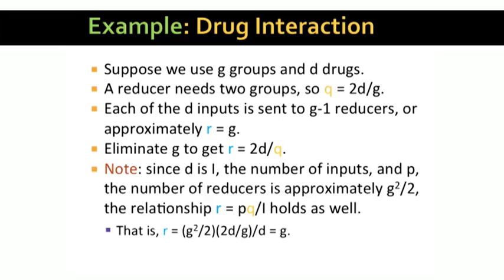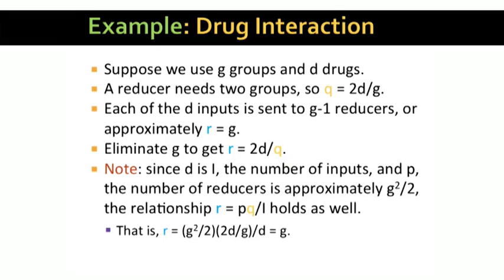There might be some confusion with the relationship R equals PQ over I that we learned in the previous slide. Superficially, it looks like R grows in proportion to Q, not inversely. But P is also a variable here, and P is inversely proportional to the square of Q. We can see that the earlier equation for R holds as well if we substitute for P, Q, and I. P is G squared over 2, Q is 2D over G, and I is D.